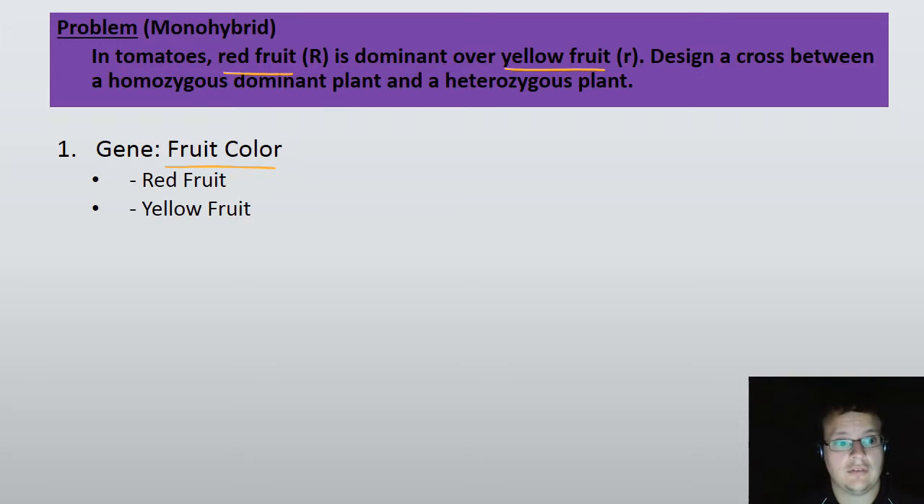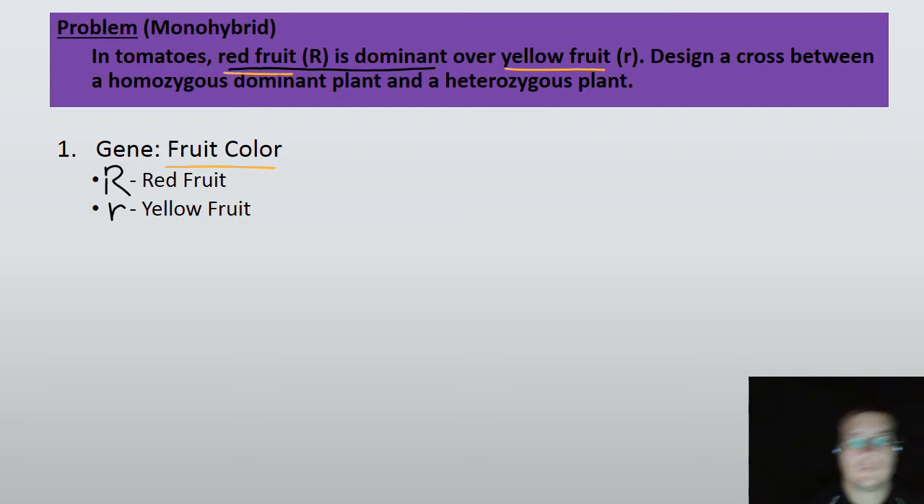Then we have to determine which allele is dominant, which allele is recessive. So in this case, we have red fruit and yellow fruit. Red fruit is the dominant. Yellow fruit is the recessive. So we would write red fruit with a capital R and yellow fruit with a lowercase r.